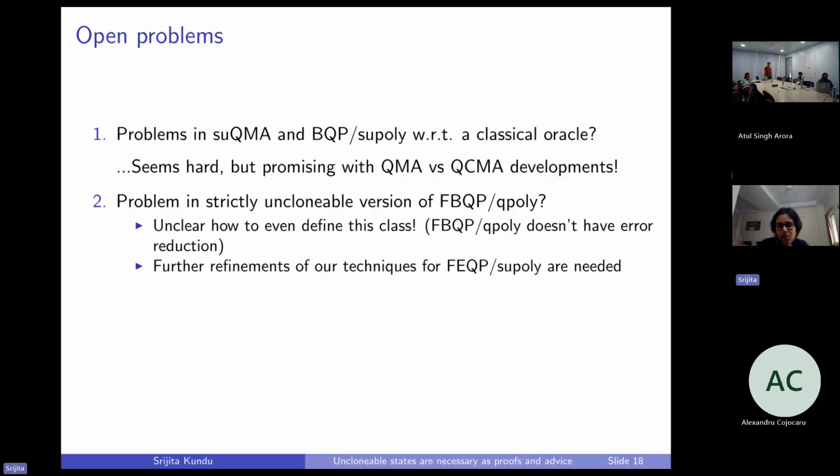But even with a potentially viable definition, probably further refinements of our techniques are needed, because our techniques really don't work for any error at all. That brings me to the end of my talk. Thanks for listening, and I'm happy to take further questions.